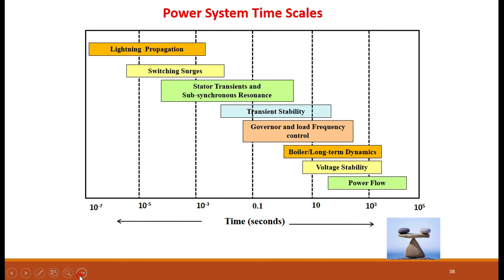And power system time scales. The study of the time scale is very, very important so that the system may remain in a stable condition. Take lightning propagation. It is a very, very short time, that is 10 raised to minus 7 to around 10 raised to minus 3 seconds. You can see the time scale here. Within that time, you have to make all the analysis and take the appropriate action to make the system remain in the stable condition.